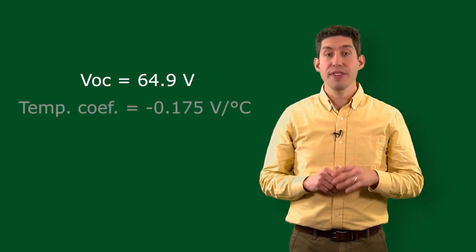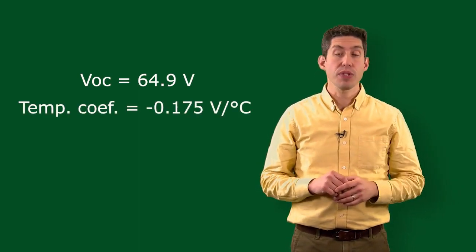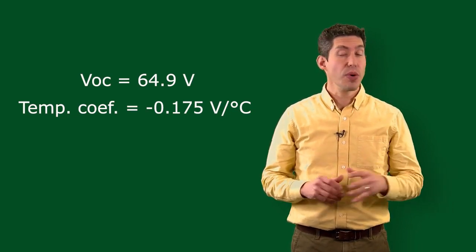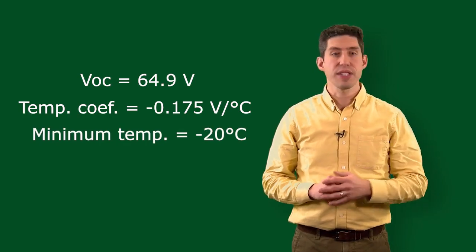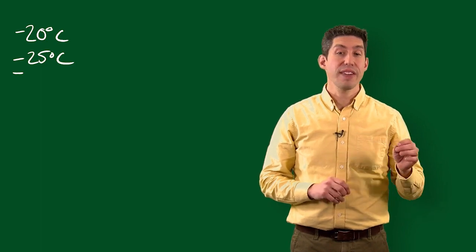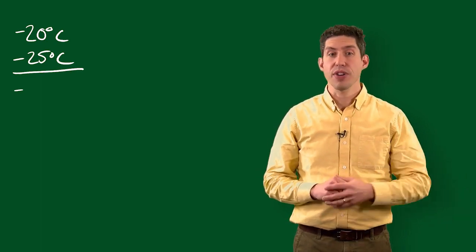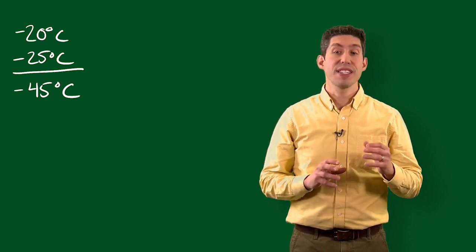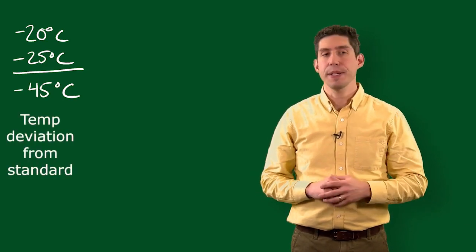Once we know the maximum low temperature, we have to look at the specifications for an individual photovoltaic module. Let's suppose we have a module where the open circuit voltage is listed as 64.9 volts, and it has a temperature coefficient of -0.175 volts per degree Celsius. Let's then put this in a location where the lowest recorded temperature is -20 degrees Celsius, which is quite cold. We would first subtract the STC 25 degrees Celsius from the -20 degrees Celsius temperature of interest to give -45 degrees Celsius, which is the deviation in temperature from STC.